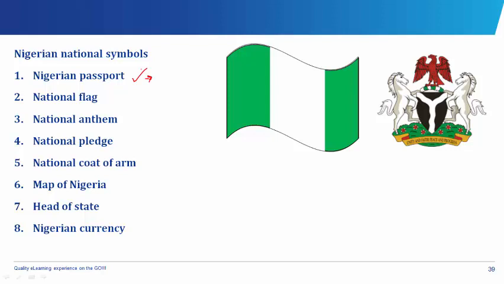Then our national flag, this is our national flag, and it has 3 parts: the green, the white, and the green. And this green, first one stands for agriculture. So it represents our agricultural land. And the white stands for peace and unity. So it has 3 parts: green, the white, and green.